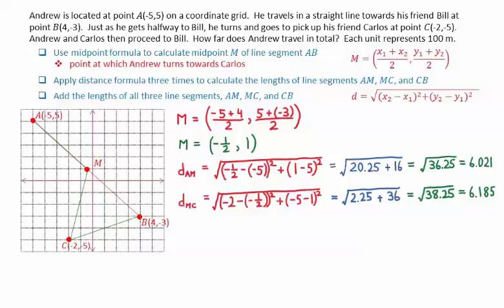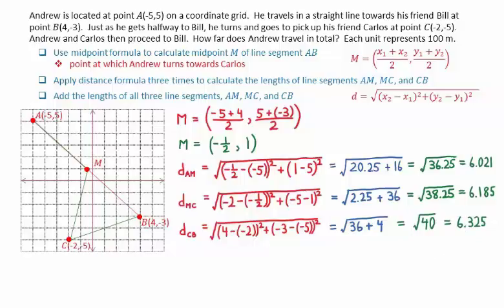Finally, the distance from C to B. Again, we take the difference in the x-coordinates and square them, and add the difference in the y-coordinates squared, and take the square root. This gives us the square root of 36 plus 4, or the square root of 40, which is 6.325 to 3 decimal places.